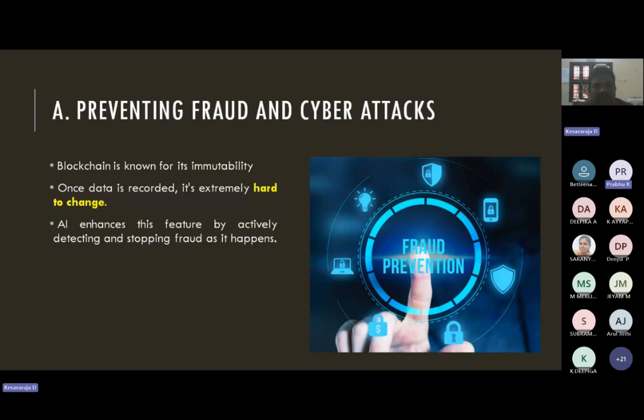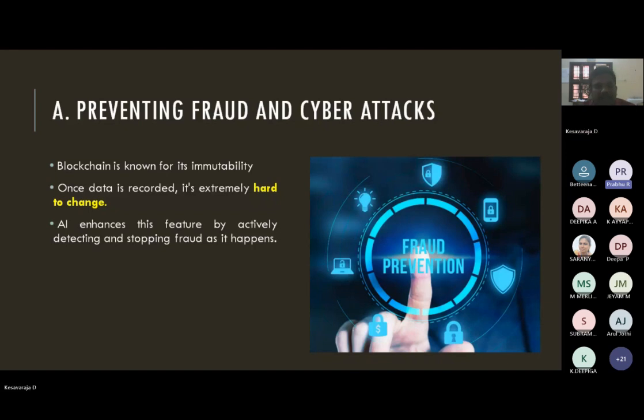Preventing fraud and cyber attacks. Blockchain is always secure and immutable. If data is recorded, it's extremely hard to change. I am 100% agreed with that. In addition to that, AI actively detects and stops fraud, if it happens. AI provides another level of security to avoid fraud entering into a transaction, modifying a transaction, and so on. So this is preventing fraud and cyber attacks. It's one of the core areas where AI helps blockchain.